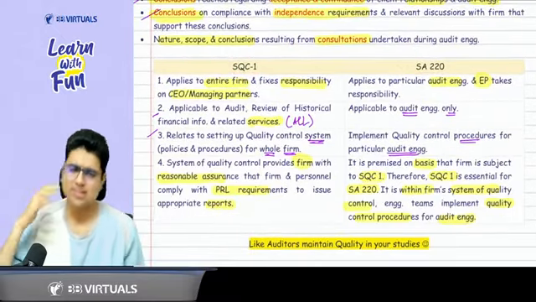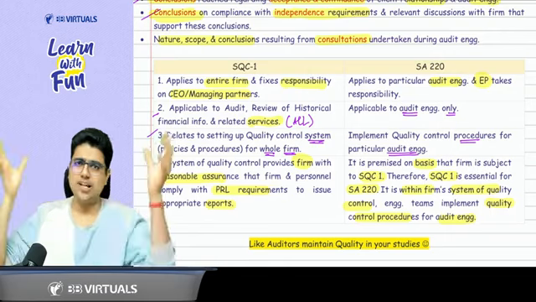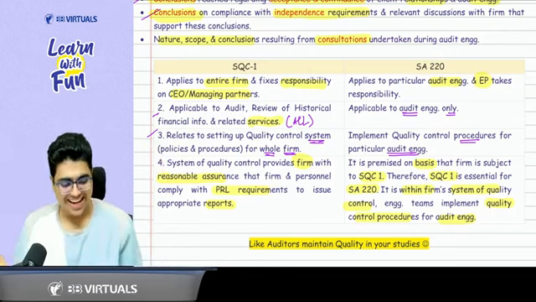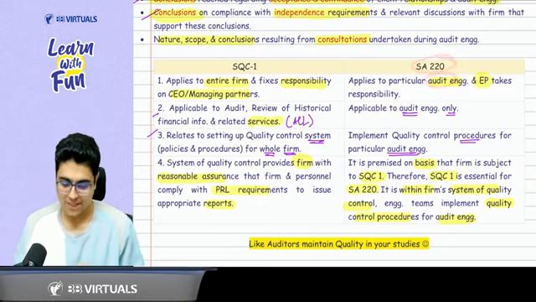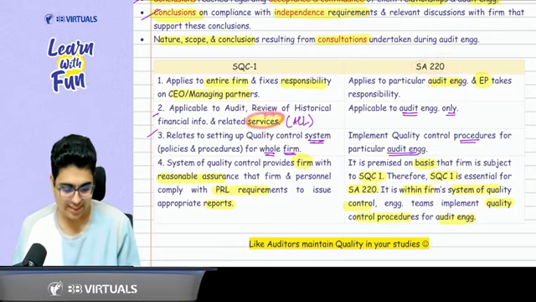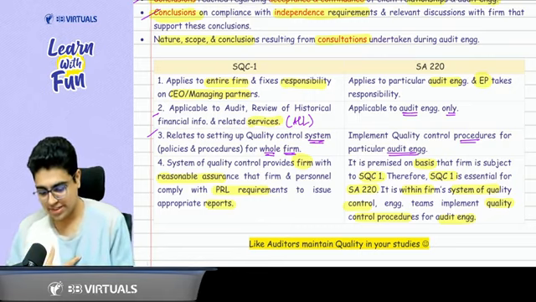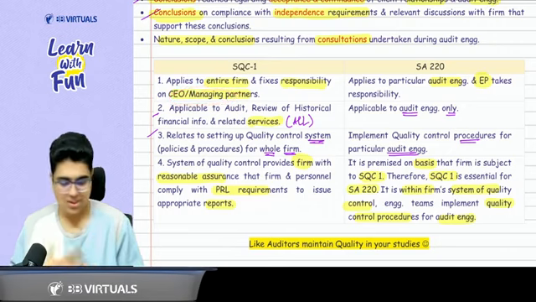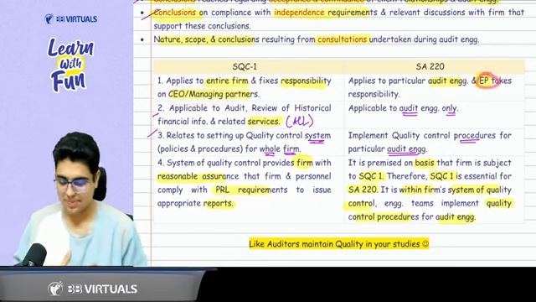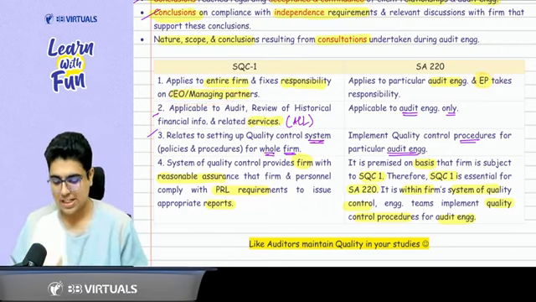What is the difference? This is something you already know. SQC-1 applies to the entire firm. SA220 is selfish, very selfish, it applies to audit only. SQC-1 applies to all services. SA220 applies to audit only. Then, sir, who takes care of SQC-1? CEO or managing partner. Who takes care of SA220? Engagement partner. Now, sir, what is the objective of SQC-1?